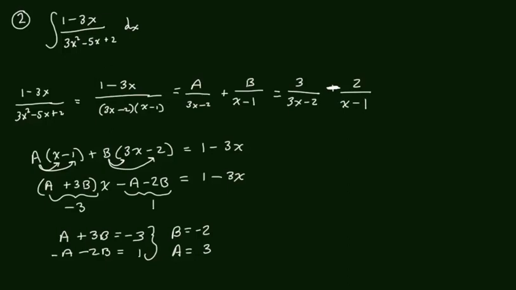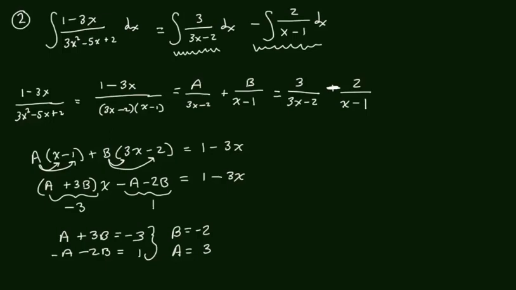And now for our integration. This will be the integral of 3 over 3x minus 2 dx minus the integral of 2 over x minus 1 dx. You have to be real careful here. This one is a straightforward natural log. This one here is also natural log, but would require a u substitution. If I can sneak this in here, where u is 3x minus 2, and du is 3 dx, and dx is du over 3, you see that that's going to cancel out with this 3.